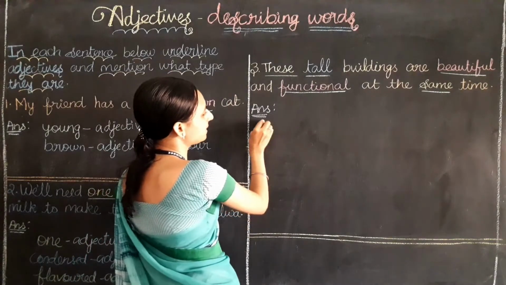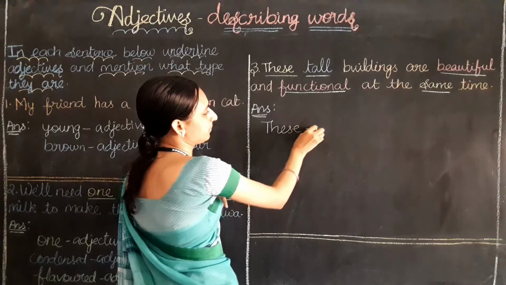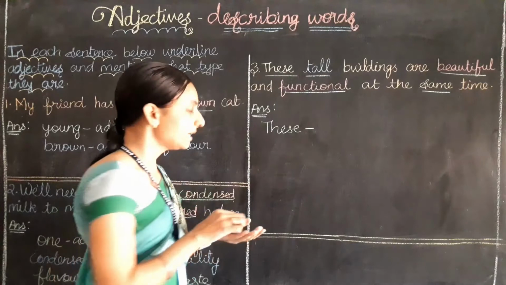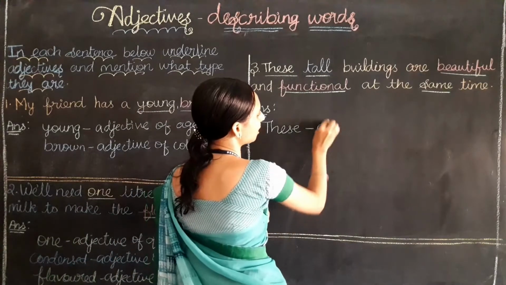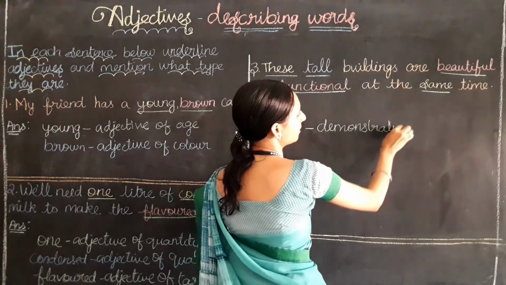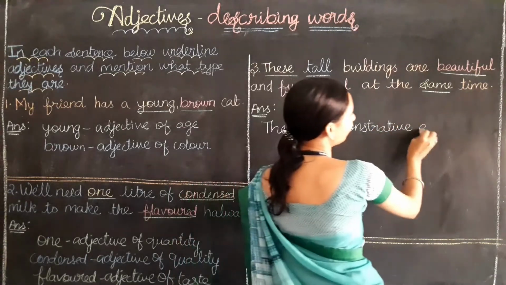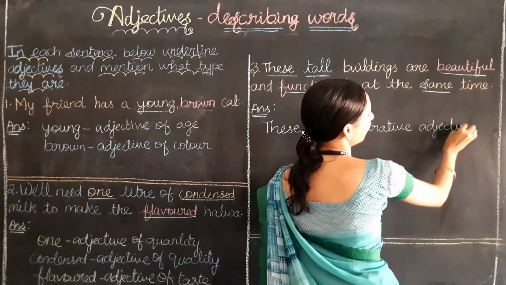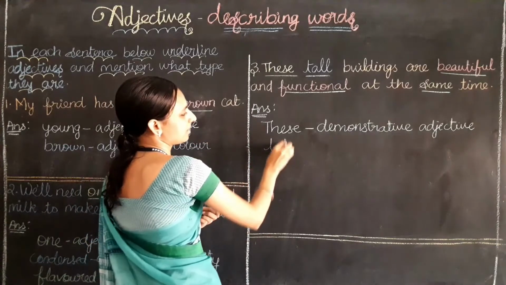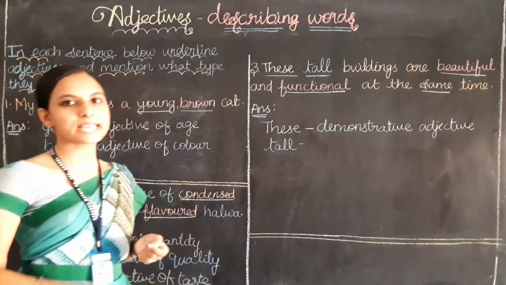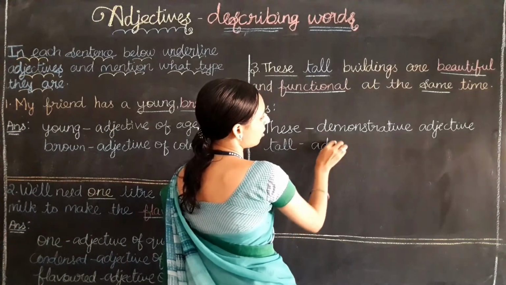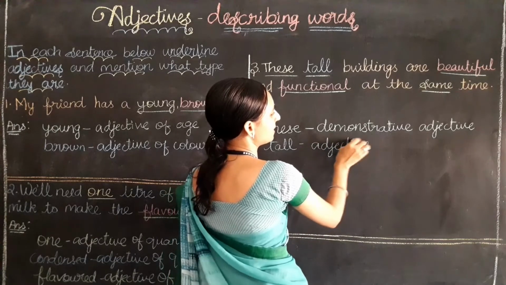So first I need to write these. These means which kind of adjective it is? Yes, it is demonstrative adjective. Next, tall. It talks about what, children? Size. So this will be adjective of size.